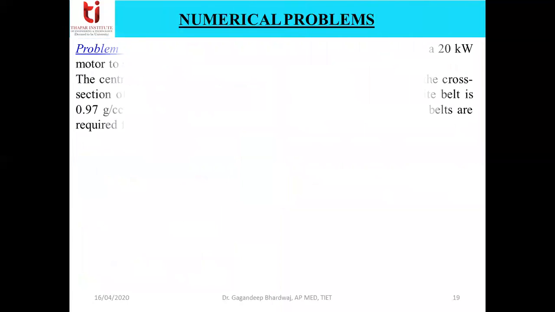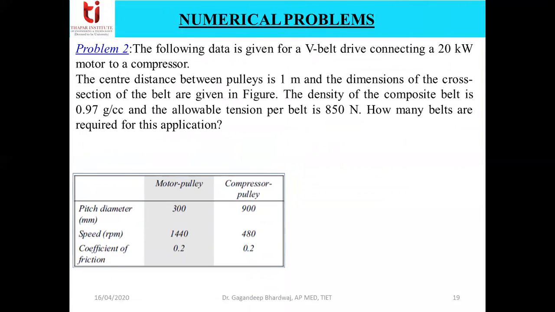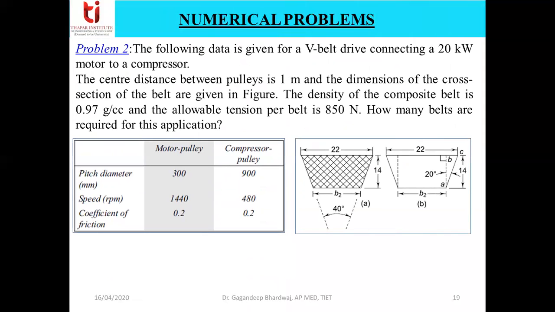This is all about the numerical problem. Also, in order to make it clearer, we will discuss one numerical problem related to the V belt drive. In case of the V belt drive, the center distance between the pulleys is given as 1 meter. The dimensions of the cross section of the belt are given. It is trapezoidal in cross section. This length is given 22, this is given 14 and this angle is given 20. So the total angle is 40, which means this angle is 20 and this angle is 20.